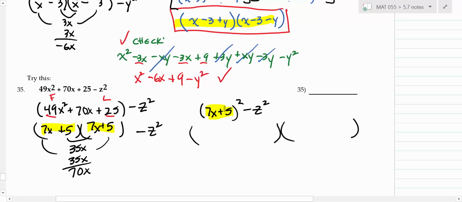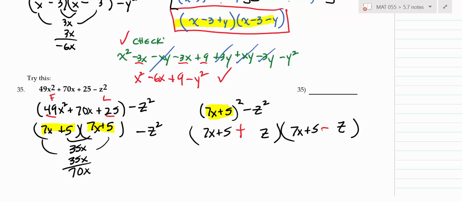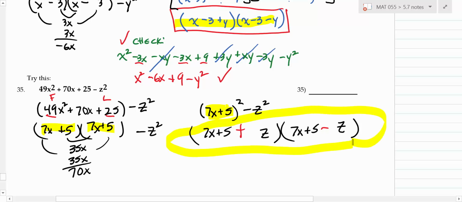So what do you multiply by itself that would give you 7x plus 5 to the second? 7x plus 5, 7x plus 5. So you want to have that in there. And how about the z squared? Z, and how do the signs go? Problem done. That's it. That's not too hard. What do you think? You've got to learn how to recognize this stuff. That's key. And then you can multiply that out if you want to, and it will check.